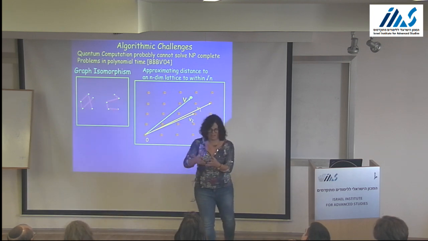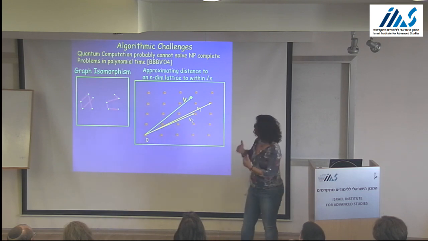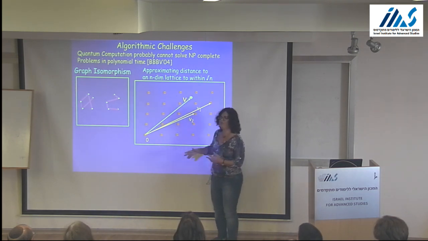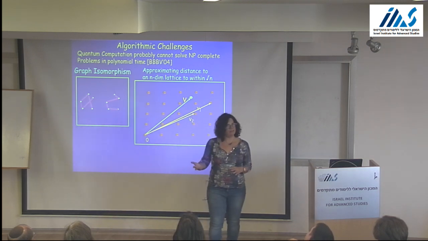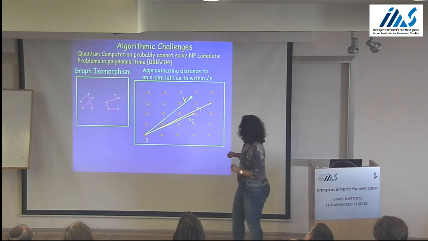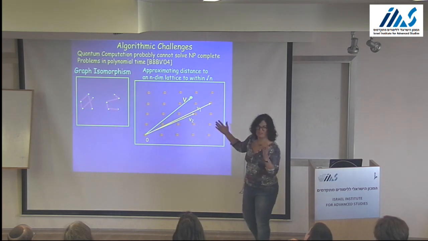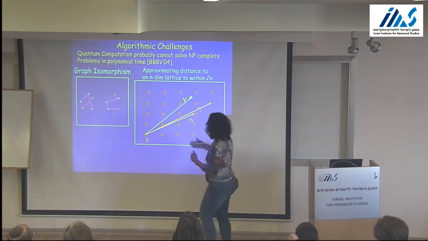The exact solution would be NP hard. The approximation to within a factor of square root of n, where n is the dimension of the lattice, is a problem that's known to be in NP intersect co-NP. And that's not NP hard, or we believe it's not NP hard. So maybe it's a place to start.